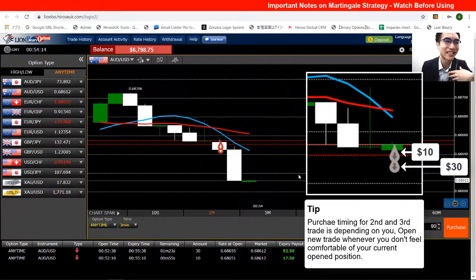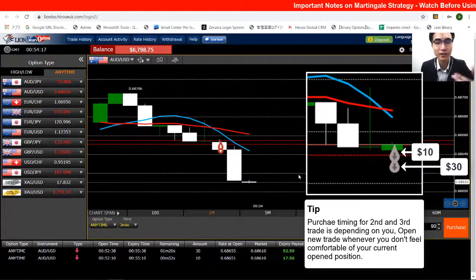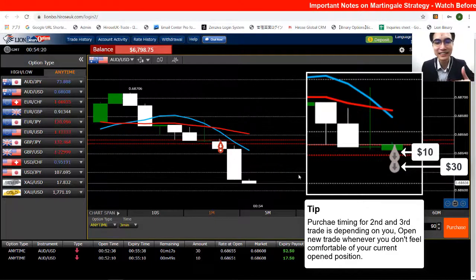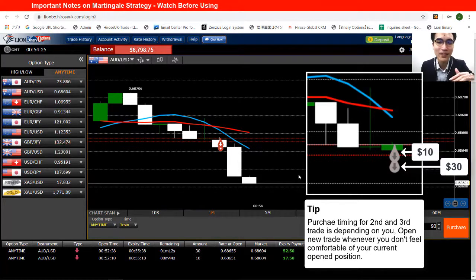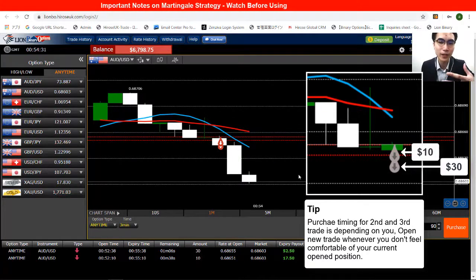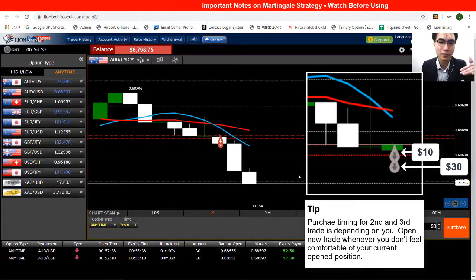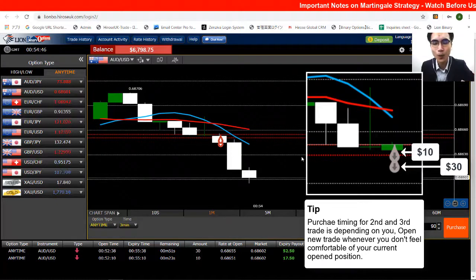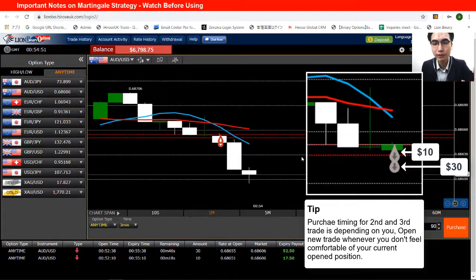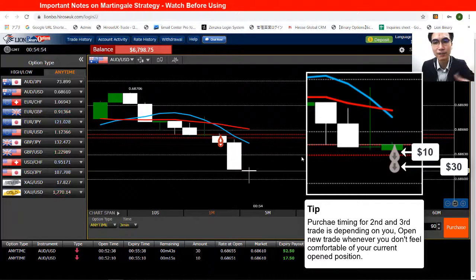Some of you will come and ask me when should I place the second trade or the third trade. I can't say there are exact rules on when you should place the second or third trade. It all depends on your feeling. If you don't feel comfortable with the price, like the one here, where the price goes up by that much, then I will place the second trade there. There's no exact rule on when and where you should place the second or third trade. As long as you don't feel comfortable with it, just place the second or third trade.